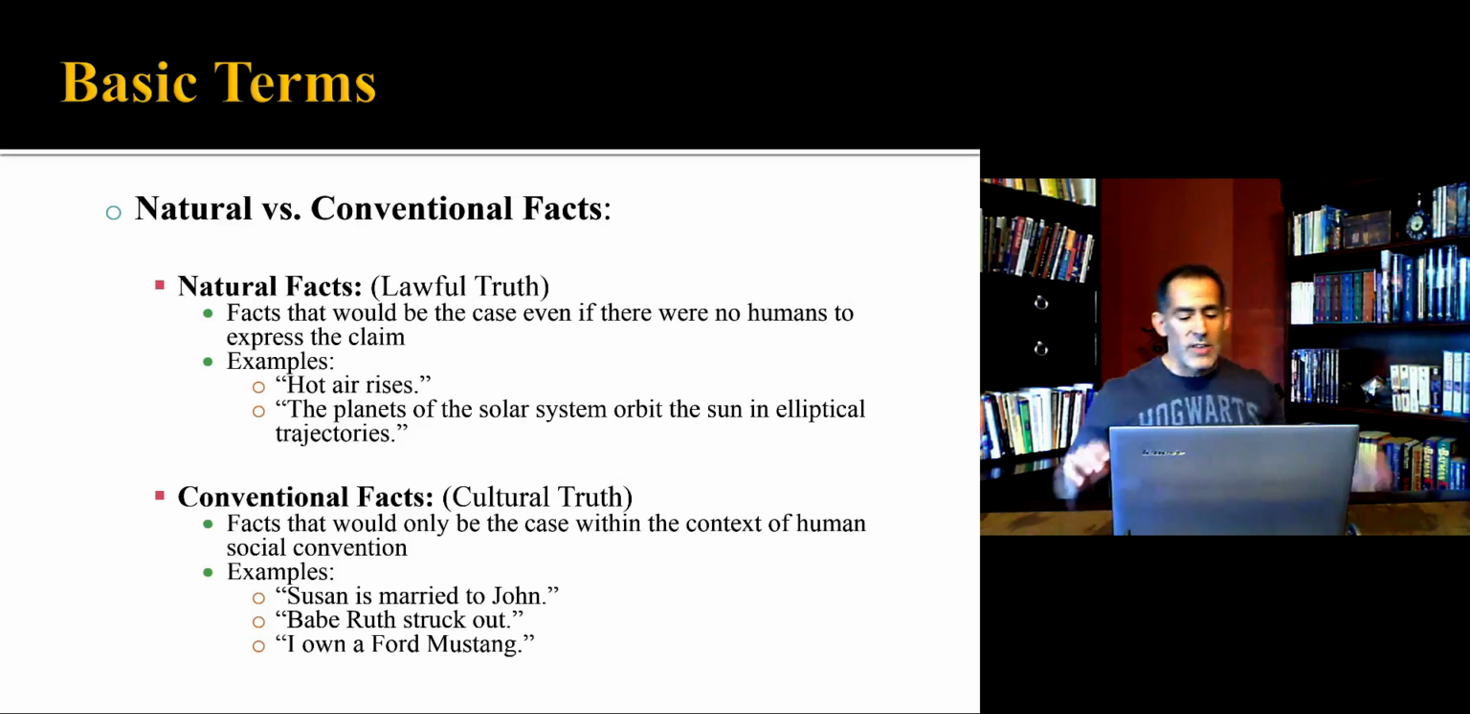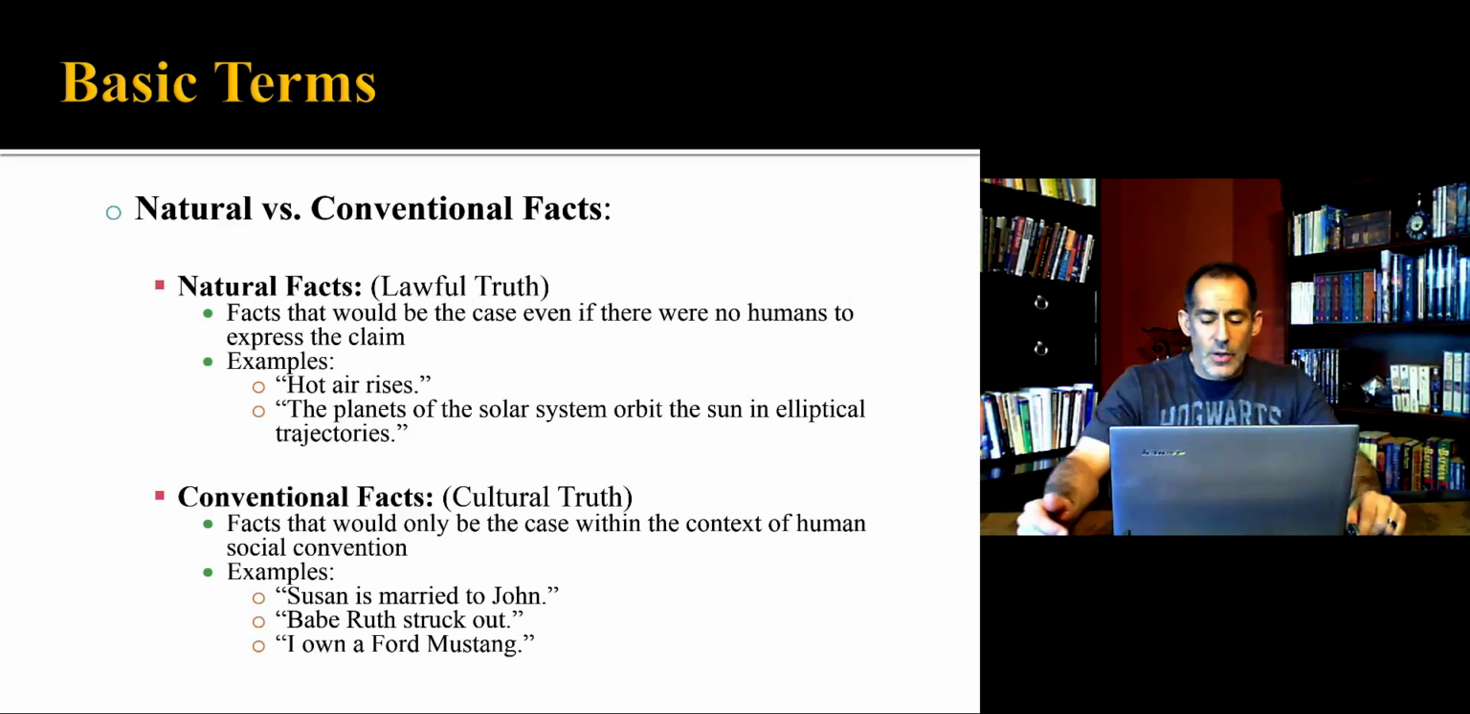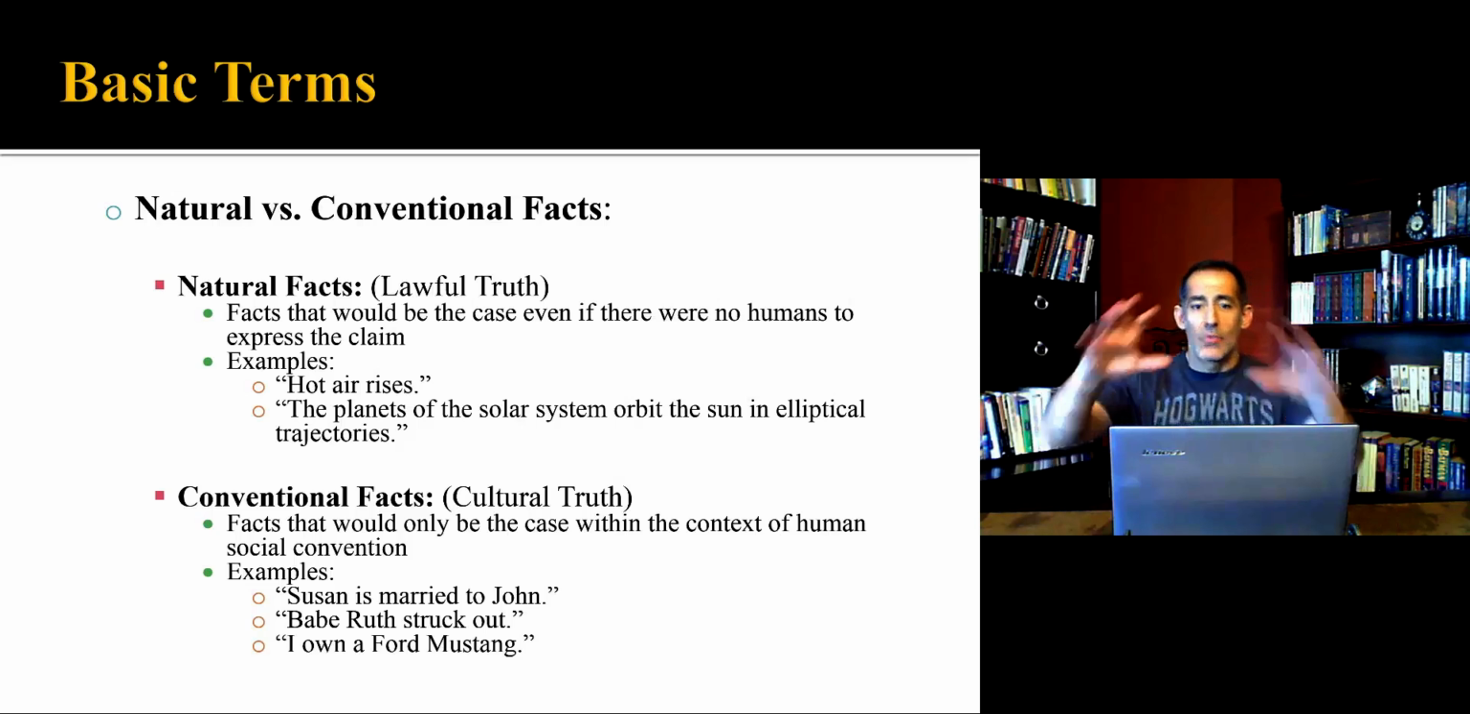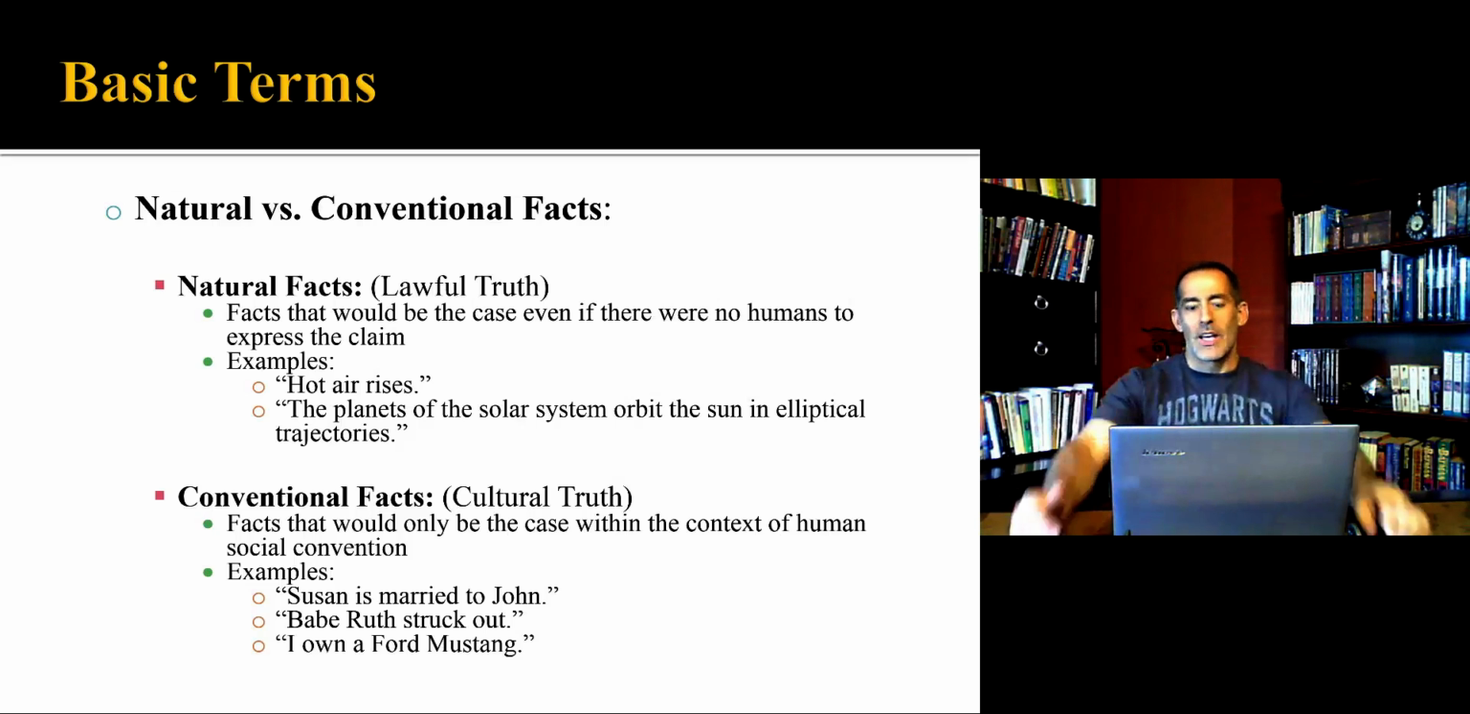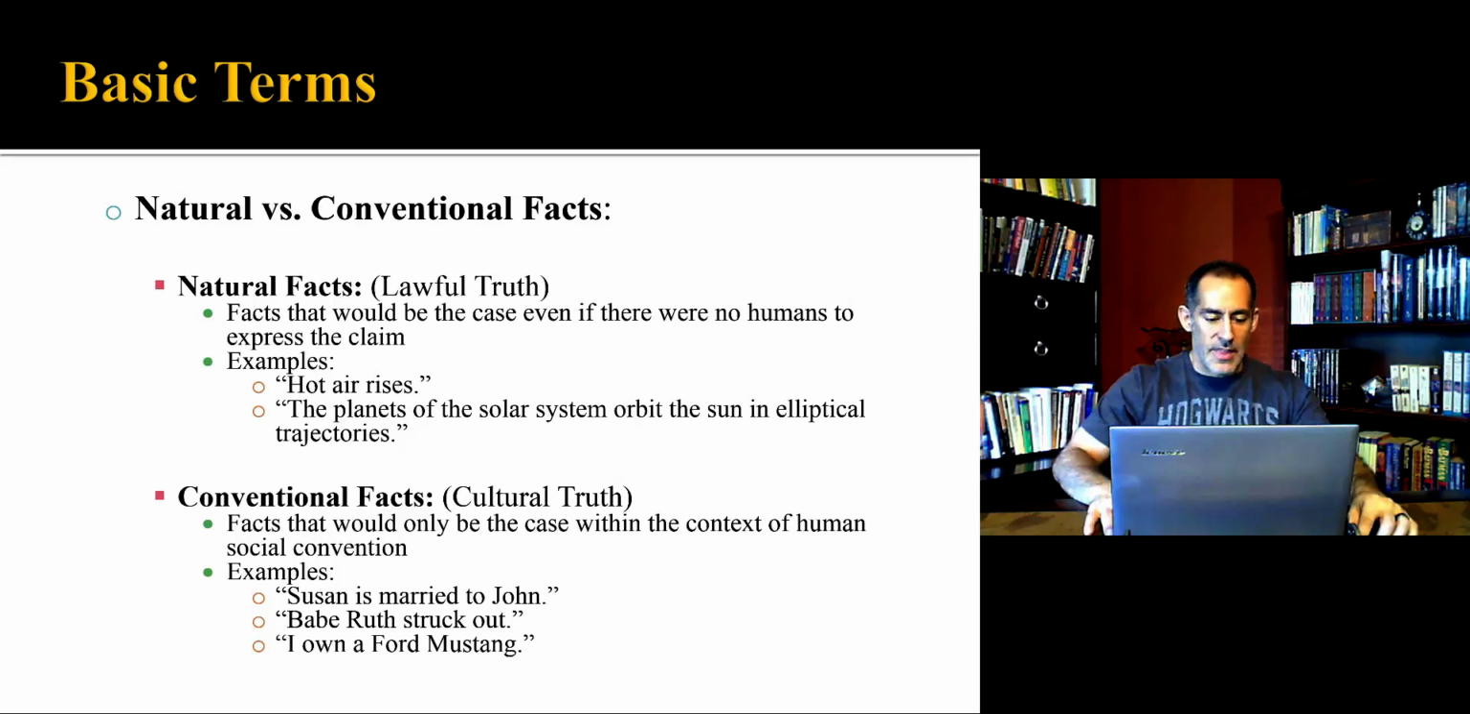Versus conventional facts. A conventional fact is only the case in the context of human beings and human society. These would be things that we come up with as human beings. So when I make a statement like Susan is married to John, of course that would make no sense if there are no people. And it would also make no sense if there's no institution of something like marriage. When I say that Babe Ruth struck out, that only makes sense in the context of the rules of the game of baseball, which again is a human convention and a made-up thing.